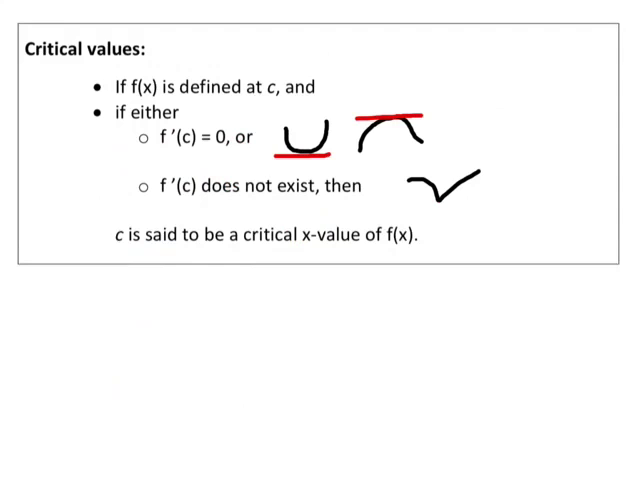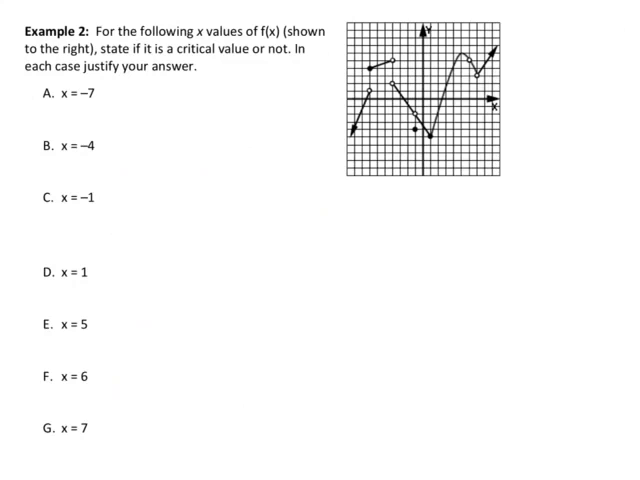So let's go ahead and take a look at an example. We're going to take a look at a graph, and we're going to identify some critical values. So looking at this graph here, it says, for the following x values of f of x, shown to the right, remember this is the original function and not the derivative, state if it is a critical value or not. In each case, justify your answer. Justification is going to be so important because you're going to need to be able to justify why or why not something is a critical value.